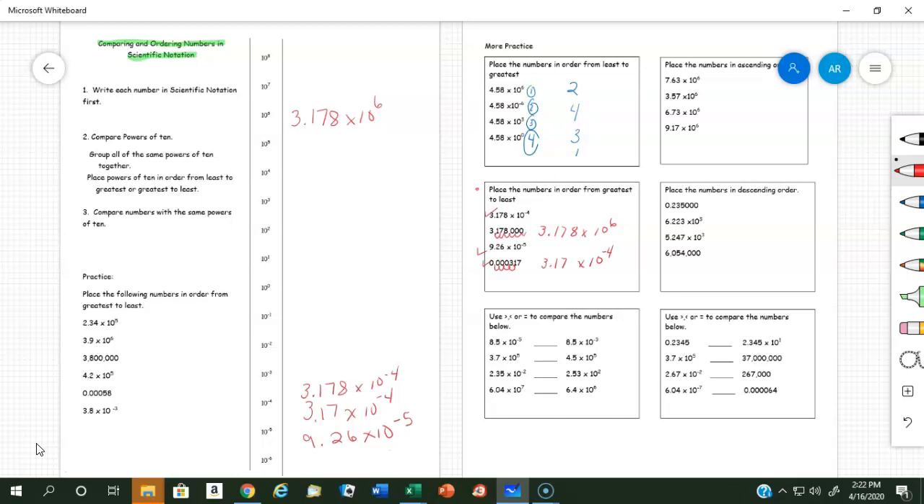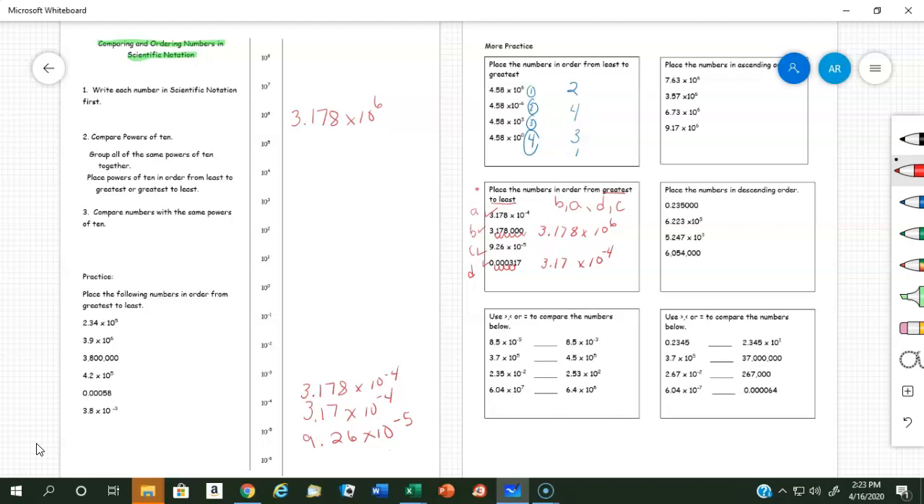small number. And so then if I'm looking at this, let's use letters this time. Let's call this one A, this one B, C, and D. So the order that I would want, they're going from greatest to least. So I'm going to want B, because that's the big one, right? That's the big one. And then I'm going to want 3.178 times 10 to the negative fourth, which is A. And then I have 3.17 times 10 to the negative fourth. That one is D. And then finally I have C. So that's the order that it's going to go in.